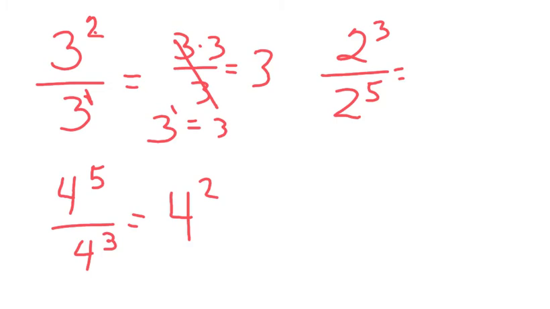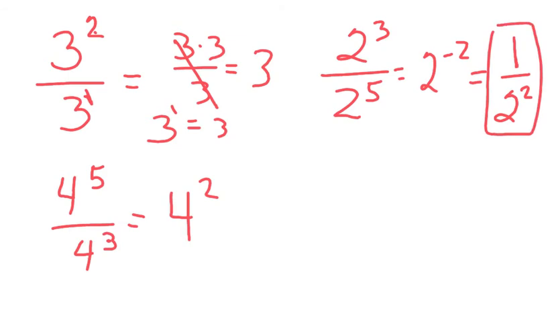The next one's really cool. 3 minus 5, what's that? 3 minus 5 is negative 2. So that's 2 to the negative 2. Are we allowed to leave the negative? No. How do we get rid of negative exponents? We put the 2 down here, change it to positive. Put the 1 over it, so that's your answer.